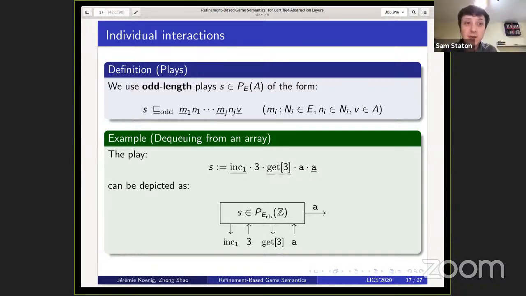Oh, is that something you've written about in other work, John? We didn't explicitly explore the relationship, but the idea that algebraic effects attempt to hide the state effects and so on, that's basically pervasive in all the previous papers on certified abstraction layers.